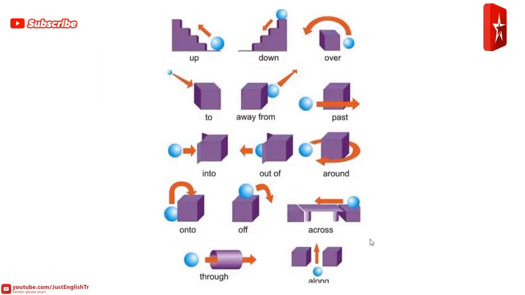And the next one I'm going to show you is about the directions. For example, movements also we can say. The first one is up, yukarı doğru, okay? Up, up. For example, go up, go up. Aşağıya, go down. Go up, go down. Over, over, üzerinden, over, over, great. And the next one, to. For example, I am going to the class. I am going to the cinema. I am going to the supermarket. Nereye? Yeah, you say in Turkish.